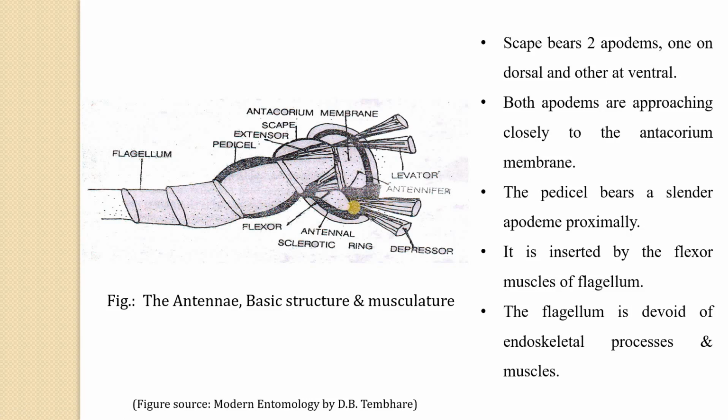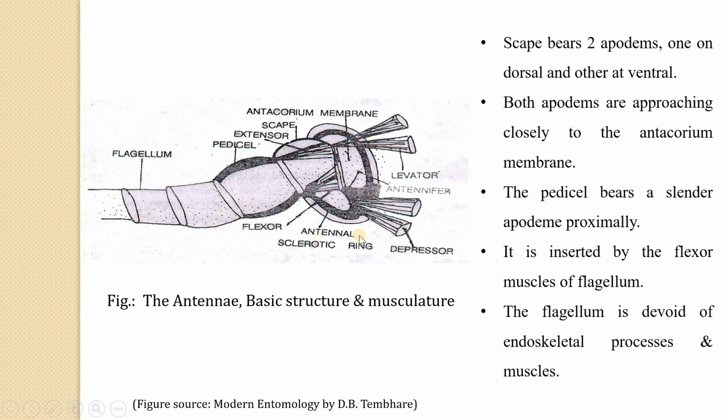The pedicel bears a slender apodeme proximally only. It is inserted by the flexor muscles of the flagellum. So here these are the flexor muscles, and these flexor muscles come from the apodeme of the segment known as the pedicel. But the flagellum is devoid of endoskeletal processes and muscles, meaning they do not have any kind of processes, and separate musculature of the flagellum is also absent.